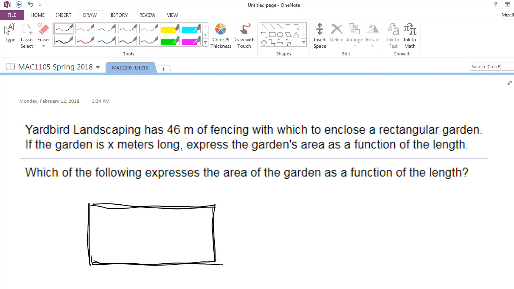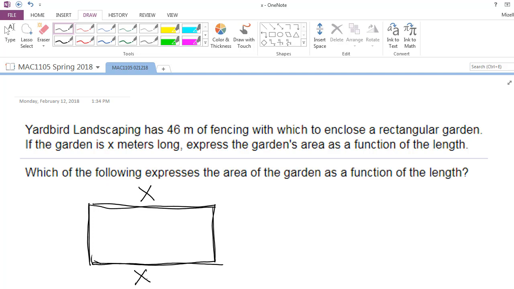Now the garden is x meters long. So if the length is x, both of those sides are going to have x meters of fencing along them. Can we express the entire perimeter of the rectangle as a function? Well, the perimeter is 46. Can we express the other two sides as a function of x? And if we can get the other two sides as a function of x, then we can express the area as a function of x.